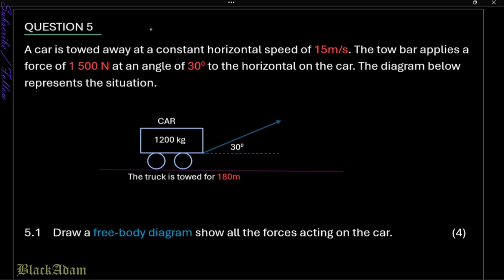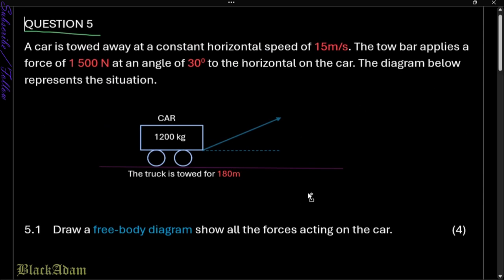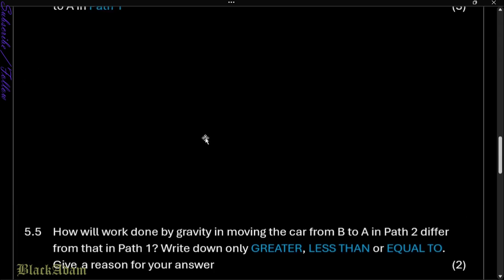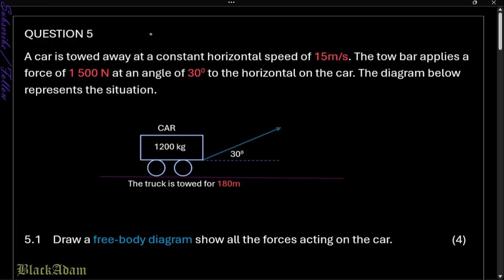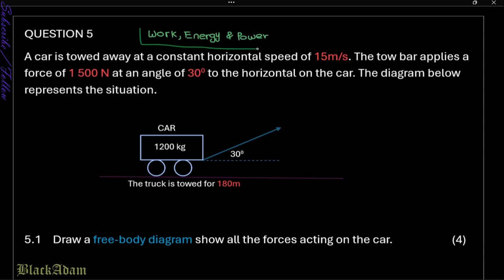Welcome to our physics class, and this is question 4, and we're going to look at the questions that we have. We are dealing with the chapter on work, energy and power. So work is force times displacement, energy is the ability to do work, and then power is the rate at which work is done. So that's Grade 12 CAPS.